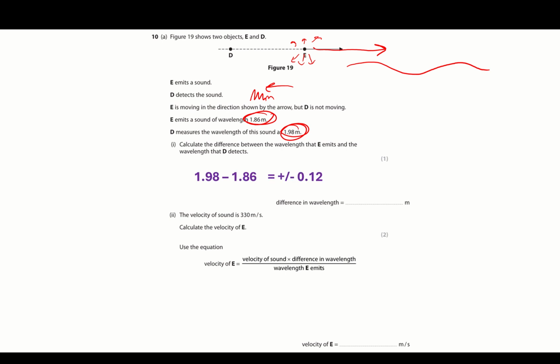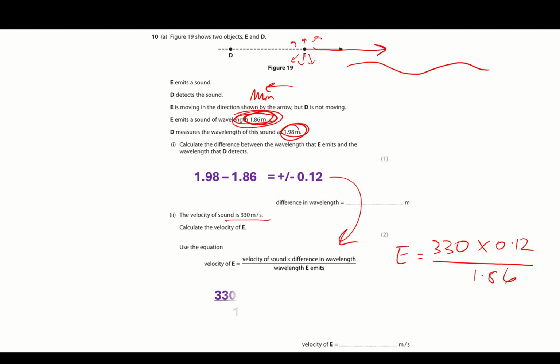So, done. The velocity of sound is 330 meters per second. Calculate the velocity of E. It gives us an equation that you didn't need to know. It's just saying, can you read this equation and see what's going on? So we know the velocity of E is the velocity of sound, 330, times the difference in wavelength, which you worked out there, 0.12, all divided by the wavelength that E emits, 1.86. You put all of that together and you get 21.3.